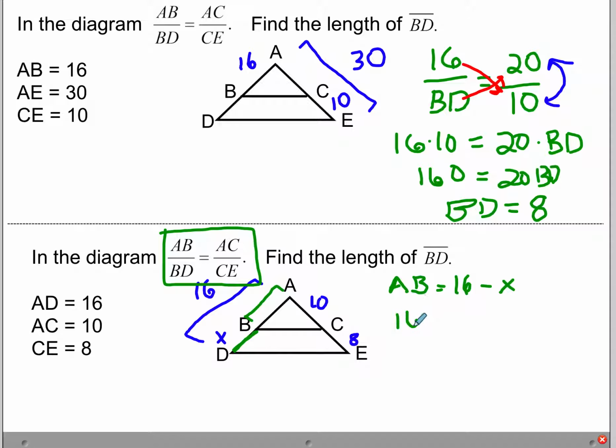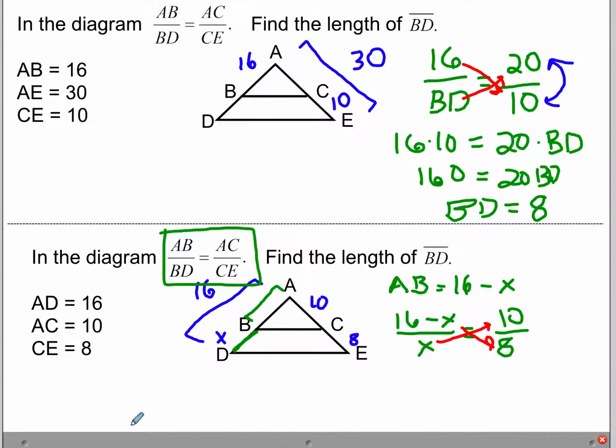So if AB is 16 minus x, and that over BD, which we're representing as x, equals AC, which is 10, over CE, which is 8. This is a proportion that we can now solve. Let's cross multiply.